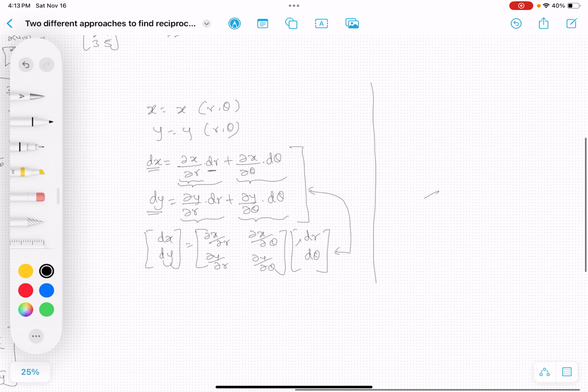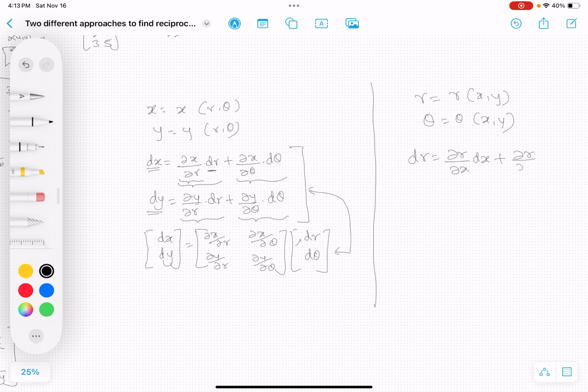Okay. Now similarly, we will try to go reverse. So let's say in this case, r is a function of x and y, and theta is also a function of x and y. Now in this case, again, if we use the multivariable chain rule, we know that dr will just be the change in r due to x plus the change in r due to y, right? Similarly, the change in theta will be the change in theta due to x plus the change in theta due to y, right? This is just the multivariable chain rule, where the total change we get from the partial changes in theta due to x and y, right?